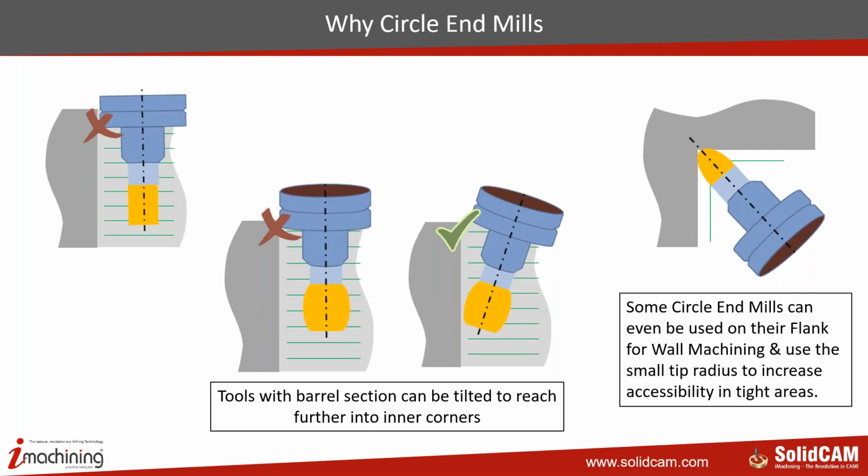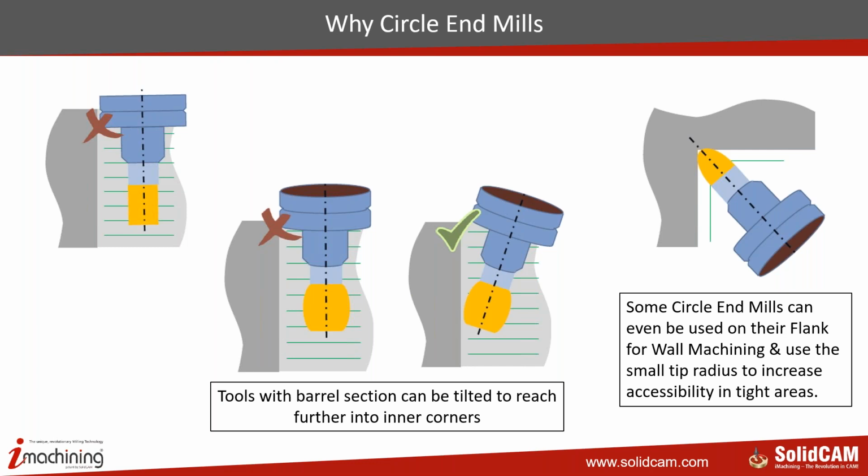The other reason for circle end mills is machining deep parts when you have straight walls. I'll show you an example. You can tilt the tool, but you cannot tilt a flat end mill. But you can, of course, tilt a ball nose. But if you tilt a ball nose, you're going to need a very small step over to machine the entire part. Again, a waste of time. And this barrel tool offers a great advantage there. We can have pretty large step overs and machine the same part in much less time.